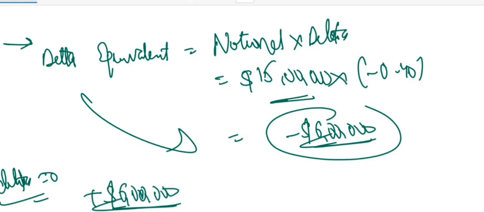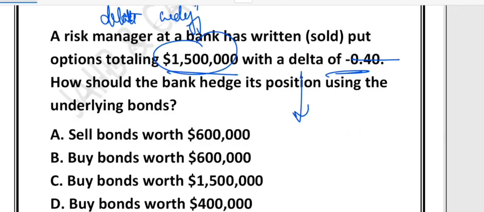After buying, this will get neutralized and finally our delta will be 0, right? If you look at the options that we have, option A is saying sell bond worth 6 lakh. Correct? Incorrect. Yes, this is the correct one. Combined with the $6 lakh from the written put, the net is 0. So a small move in the bond price won't cause a first order profit or loss.